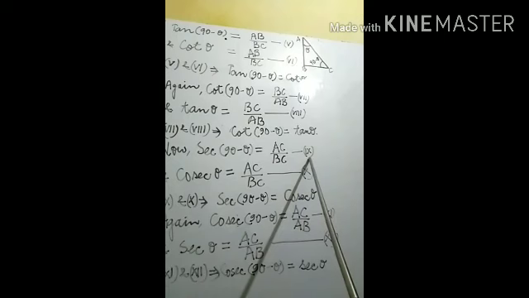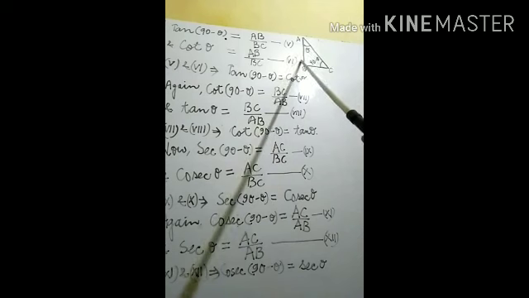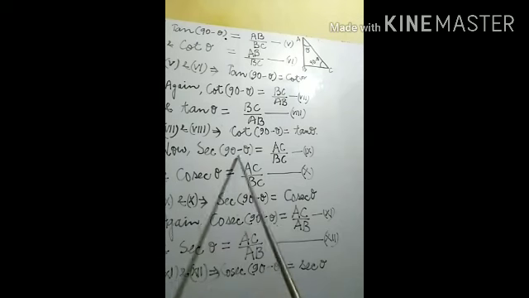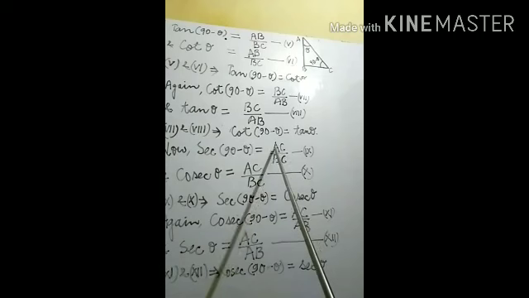Now this one is equation number 9. Now consider cosec theta. Cosec theta means this angle is considered. For this angle, this one is perpendicular, this one is base, and this one is hypo. So sec 90 minus theta equals cosec theta, we have to prove here. Sec 90 minus theta equals AC upon BC, and cosec theta equals also AC upon BC.